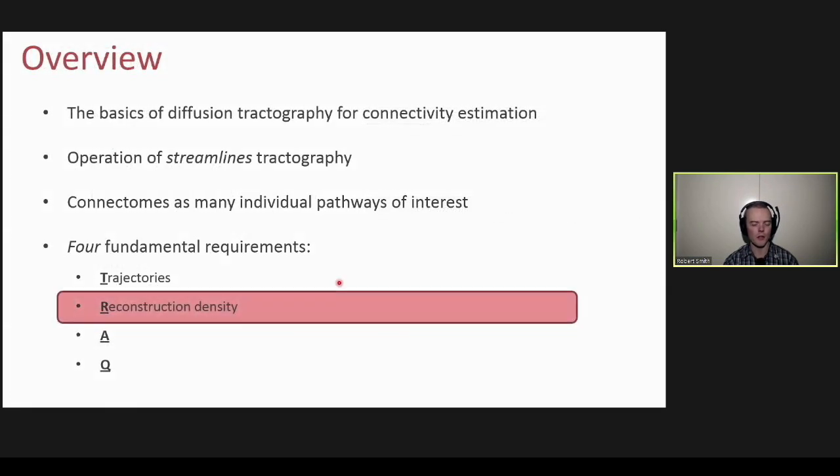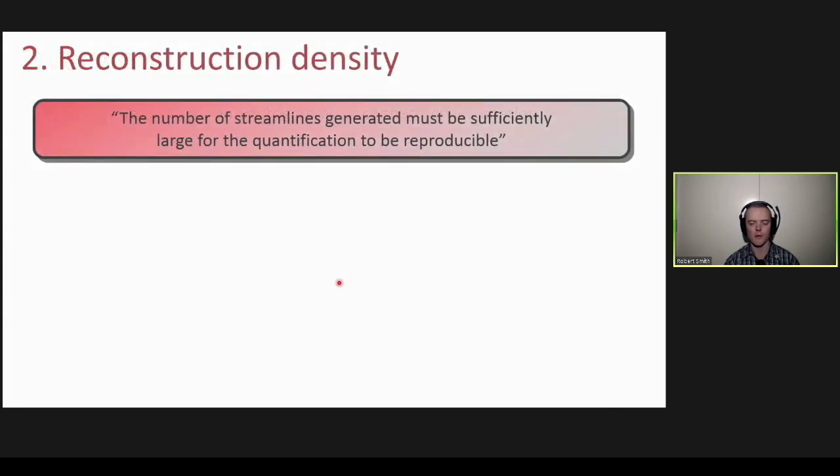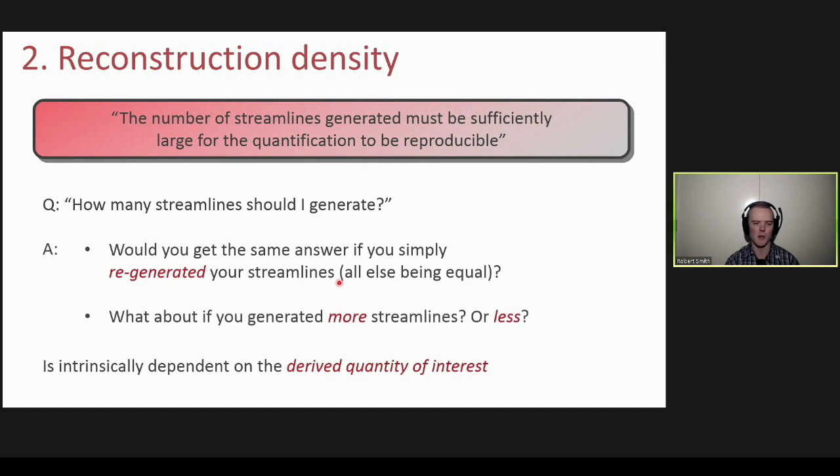So the second one, of these four, is again quite easy. It's reconstruction density. The basic point here is that you need to have a sufficiently dense reconstruction so that whatever quantity you're deriving from your experiment is reproducible. And to greatly simplify this expression, it's the old question: how many streamlines should I generate? This question comes up all the time for connectome construction. Unfortunately, we still don't particularly have robust answers on this. There's a few people working on various experiments for it.